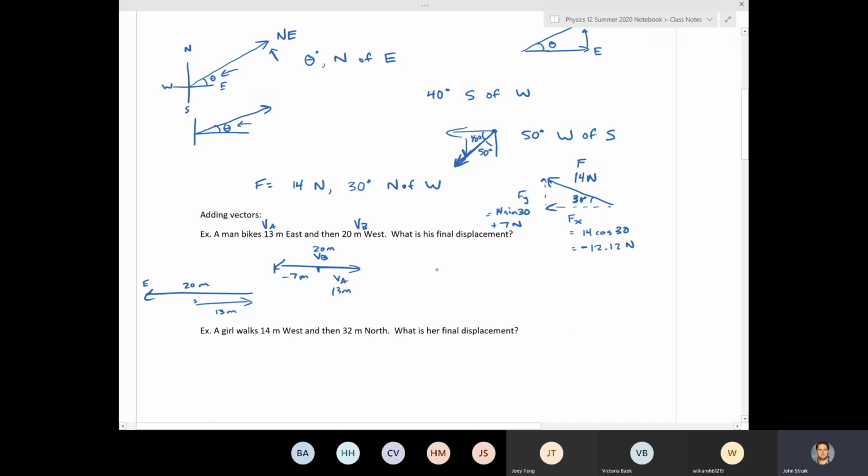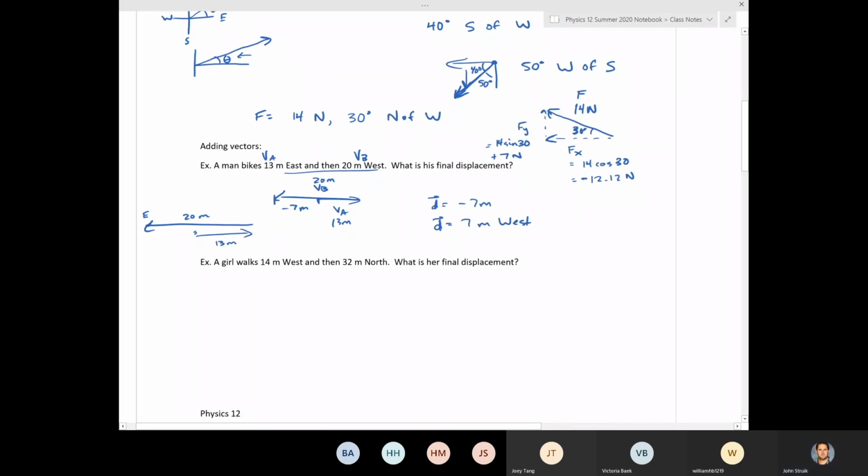Okay, so then we would say D equals -7 meters. Or if we want to put it into the same format that the question puts it in, we would say 7 meters west would be his final displacement. Okay, now let's apply that to this one now.